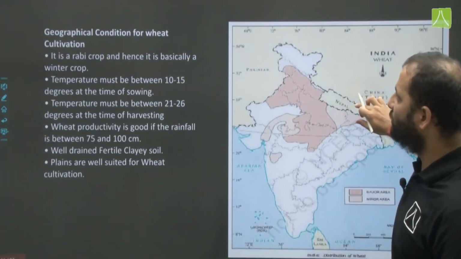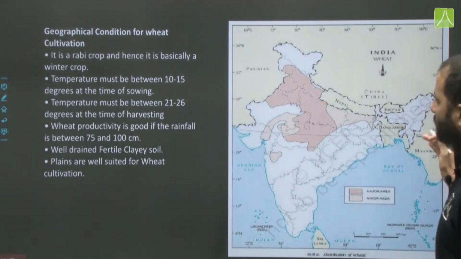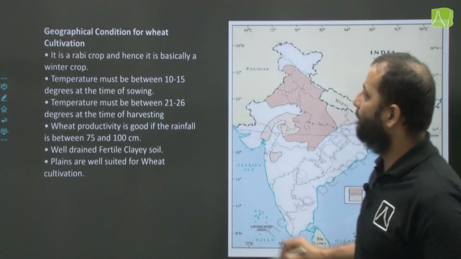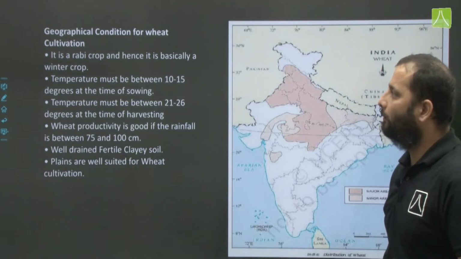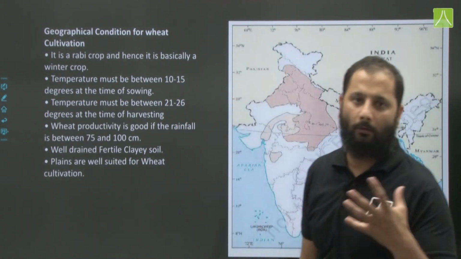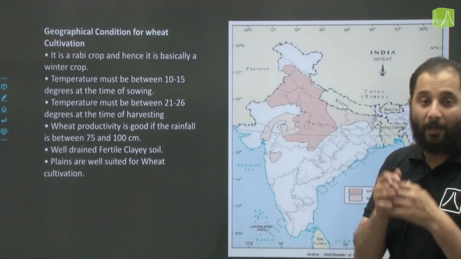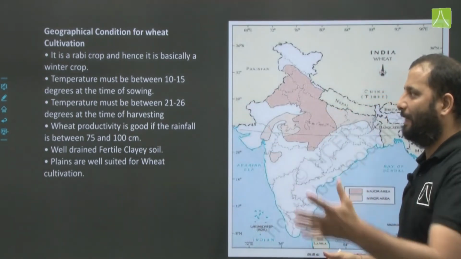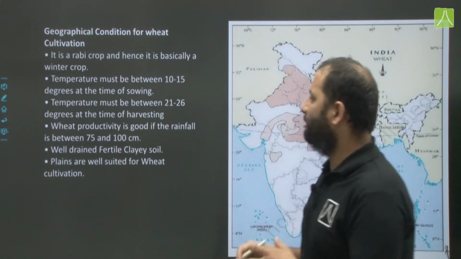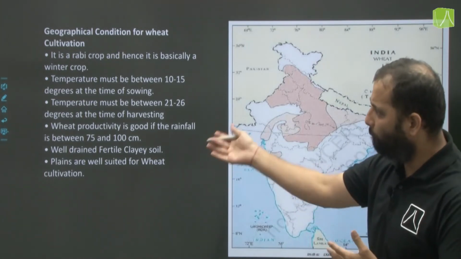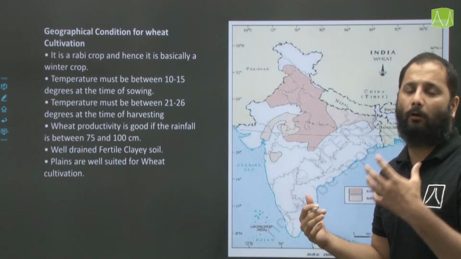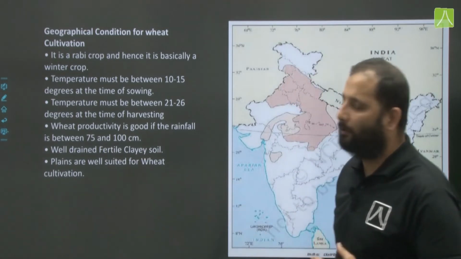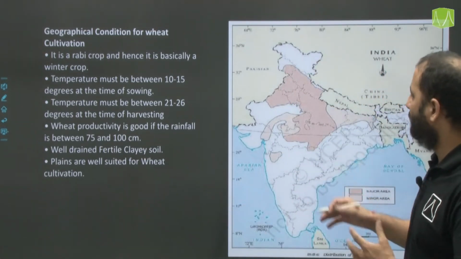Now, here again are the geographical conditions required for wheat cultivation, and on the map you can see the major area where wheat cultivation is practiced. It is a rabi crop, and hence basically a winter crop. Temperature between 10 to 15 degrees at the time of sowing, and it requires bright sunshine at the time of ripening. Temperature must be between 21 to 26 degrees at the time of harvesting. Wheat productivity is good if the rainfall is between 75 to 100 centimeters, and most of the time we receive this winter rainfall, which is known by different names in different parts. Well drained fertile clay soil and plains are well suited for wheat cultivation.